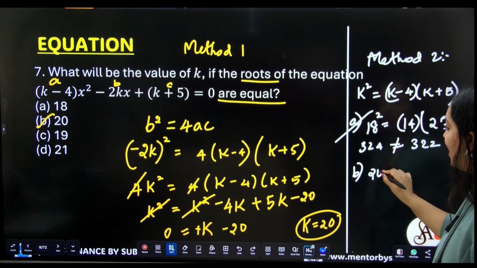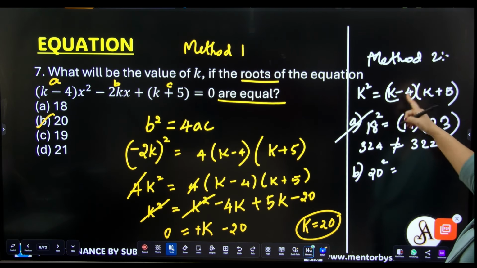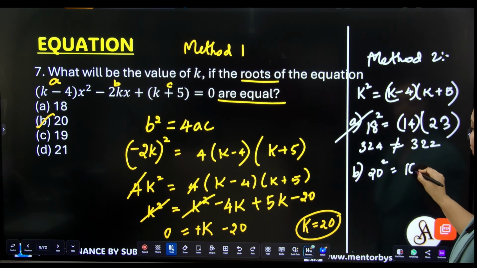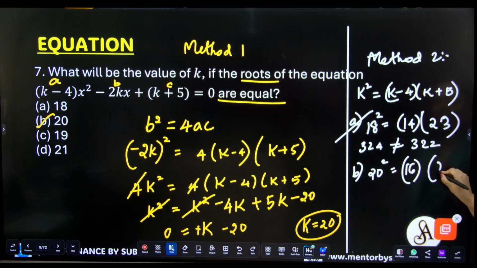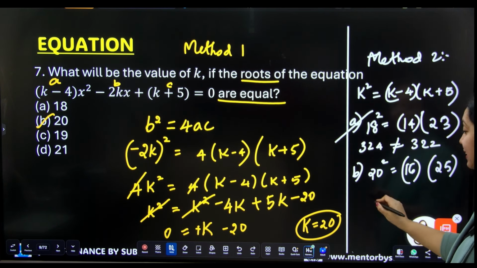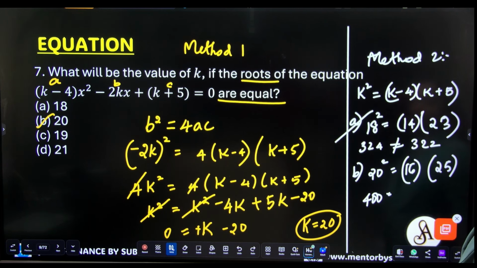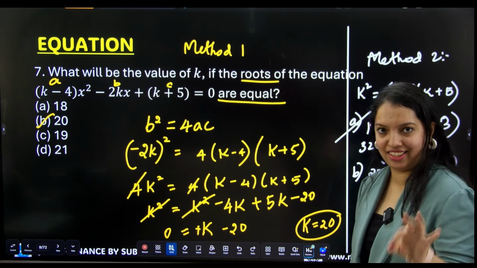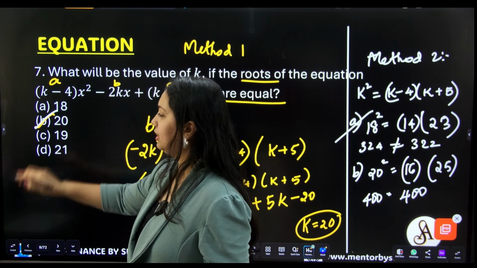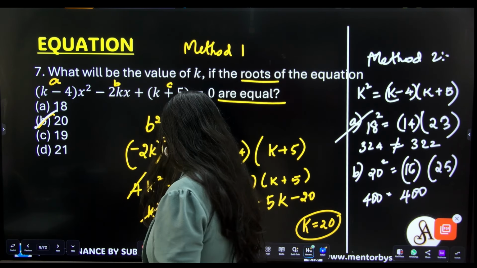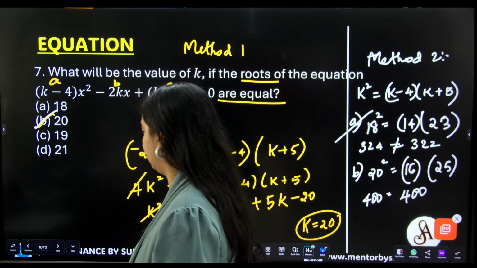Option B, k square, 20 square, is equal to k minus 4, 20 minus 4, 16, k plus 5, 20 plus 5, 25. Check this, getting left hand side value 400, right hand side after multiplication 400. Wherever left hand side and right hand side are the same, that option is correct, which is option B, 20. Next question.